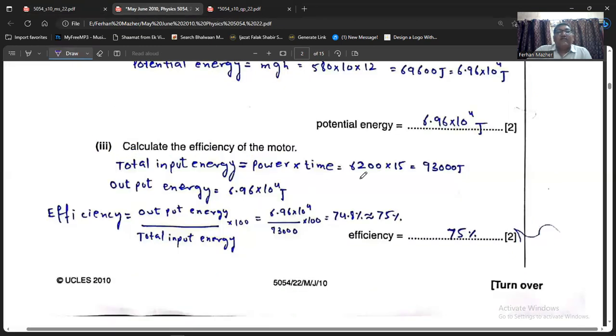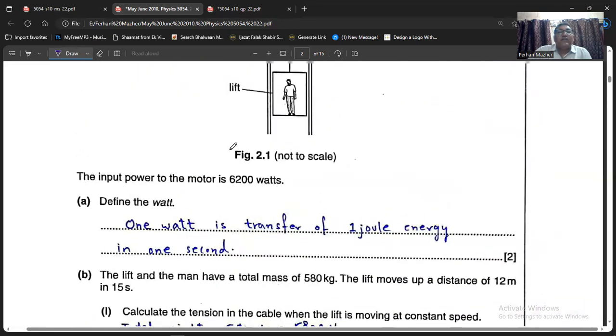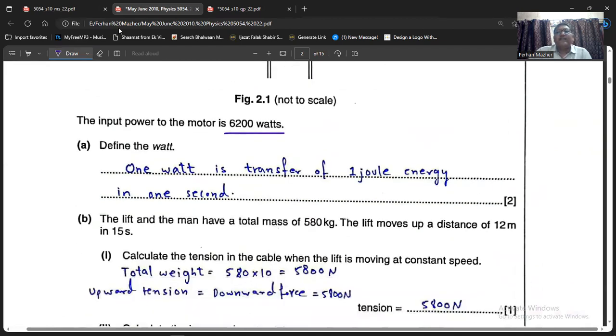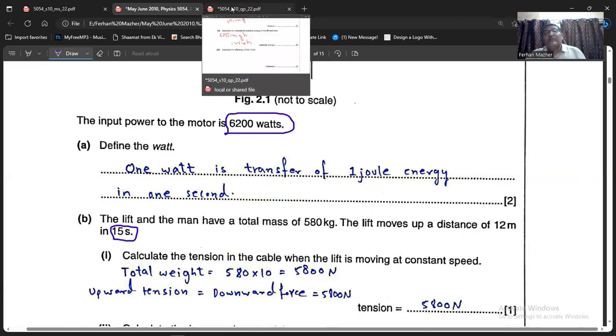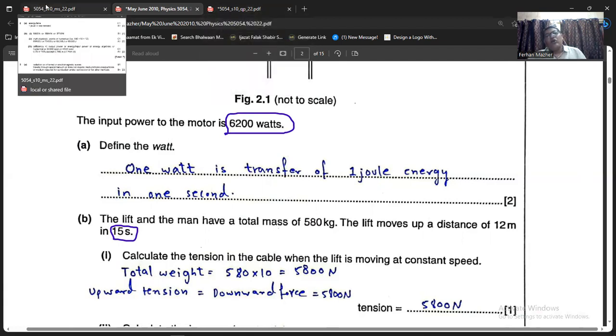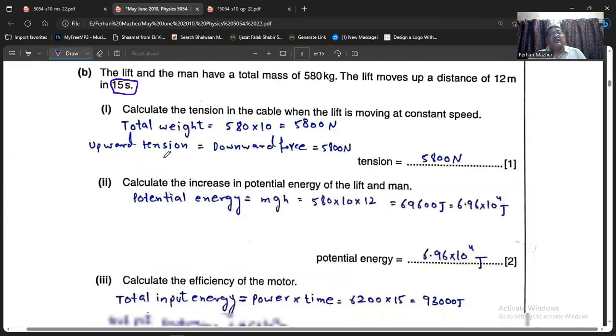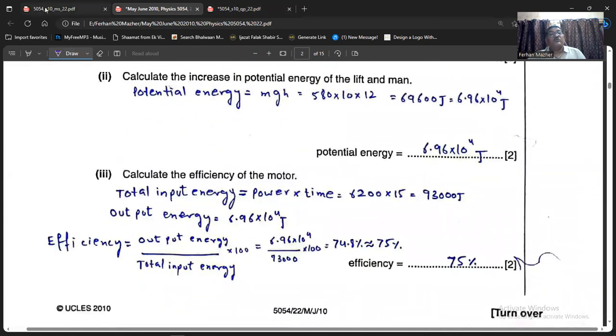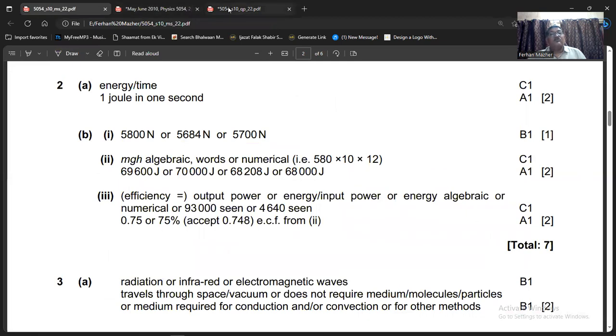Hopefully you understand. If you have some doubt about where this input energy is coming from, we know the power, and we know how much time it took. It took 15 seconds. Here is the time given, and here is the power given, so you can calculate the input power. Then, since input power is given, you can calculate the input energy. So I hope you understand how this is done. This was the answer. We are done with question number 2.